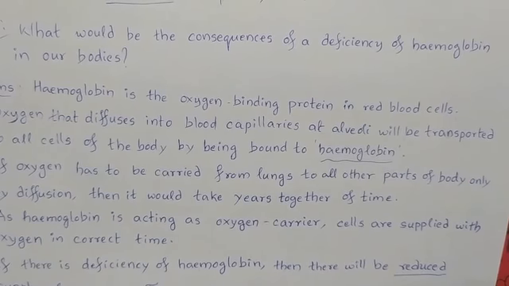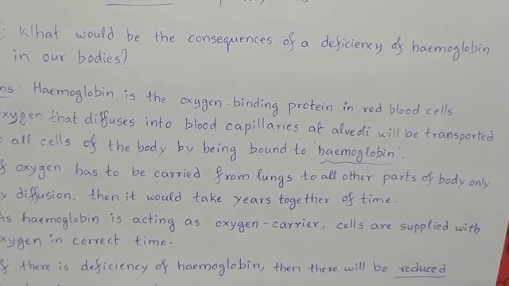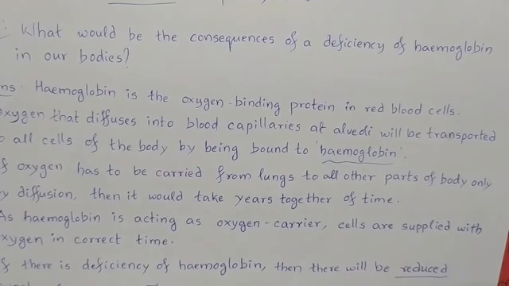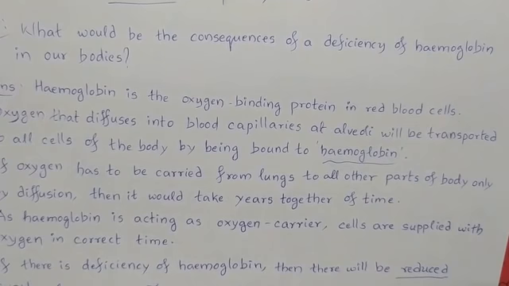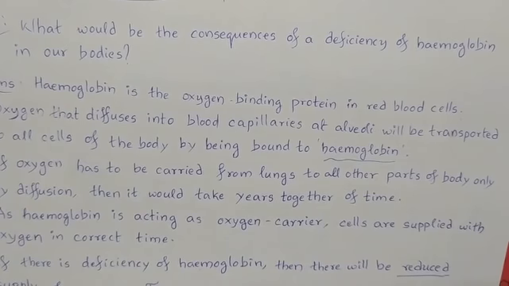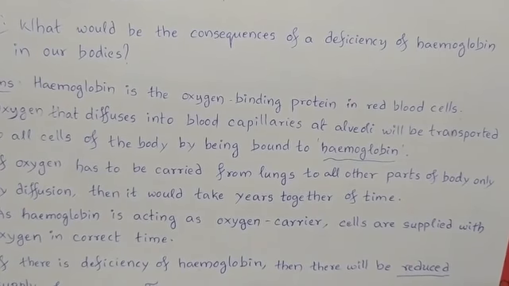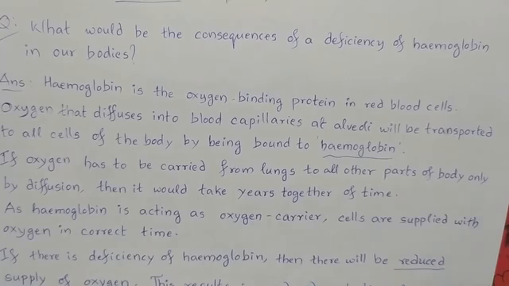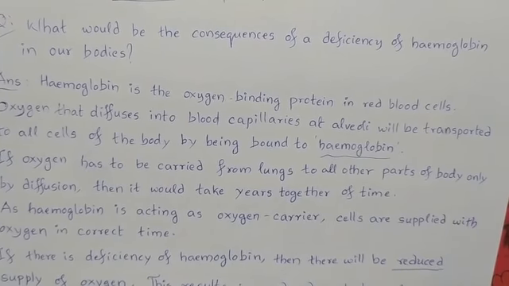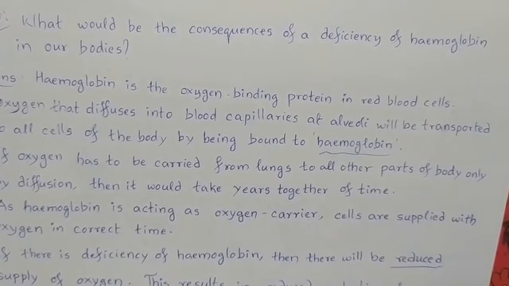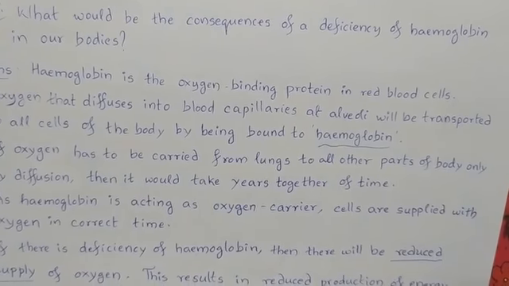That much time cannot be spared for the transport of oxygen. Then how can this oxygen be transported to all parts of the body easily and fast? By being bound to hemoglobin. So hemoglobin is acting as an oxygen carrier. As hemoglobin is acting as an oxygen carrier, cells are supplied with oxygen in correct time. So if there is deficiency of hemoglobin, then what will happen? There will be a reduced supply of oxygen.